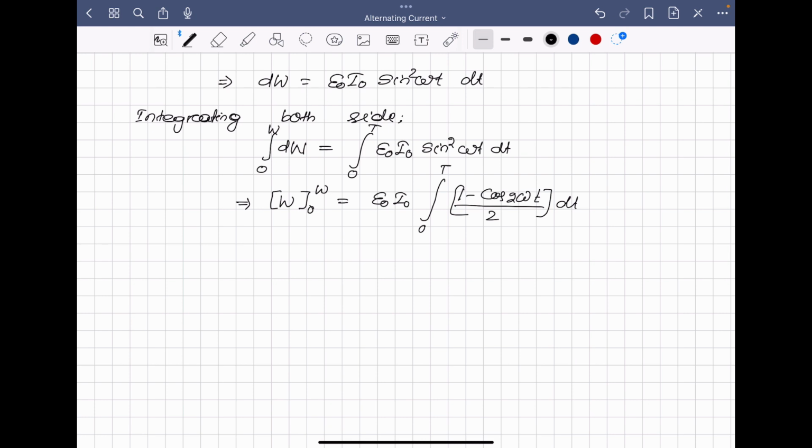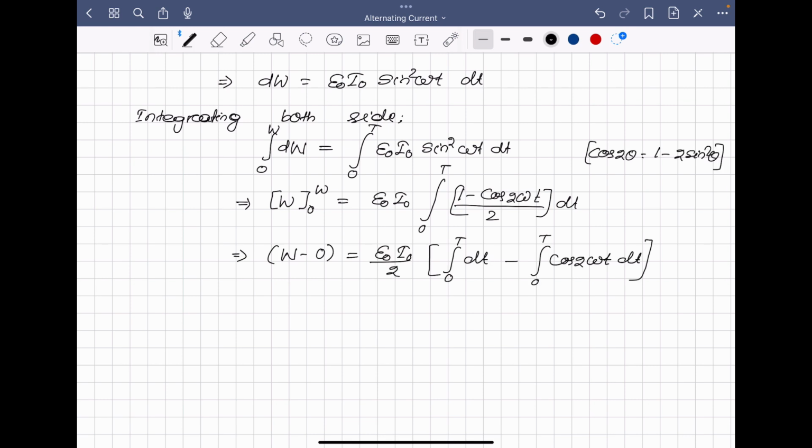How can I write that? Because we know cos 2 theta is 1 minus 2 sine square theta. Then we get E naught I naught upon 2 in brackets, 1 into dt, then cos 2 omega t into dt.